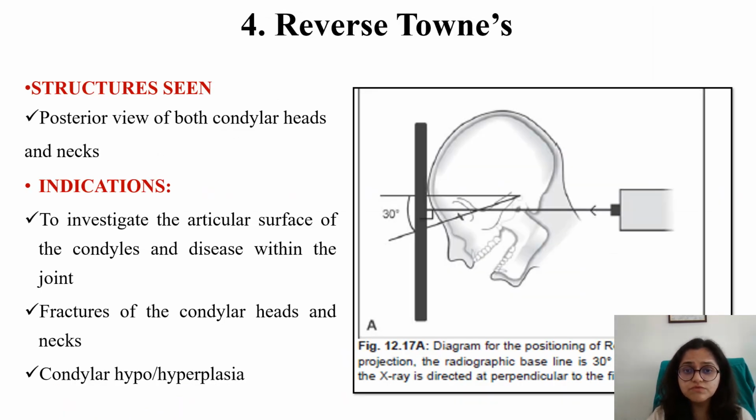Next is the reverse Towne view projection, in which the structure seen is the posterior view of both condylar heads and necks. The indications are to investigate any articular surface of the condyle and disease associated within the jaw, fracture of the condylar head and the neck, and any condylar hypoplasia or hyperplasia.